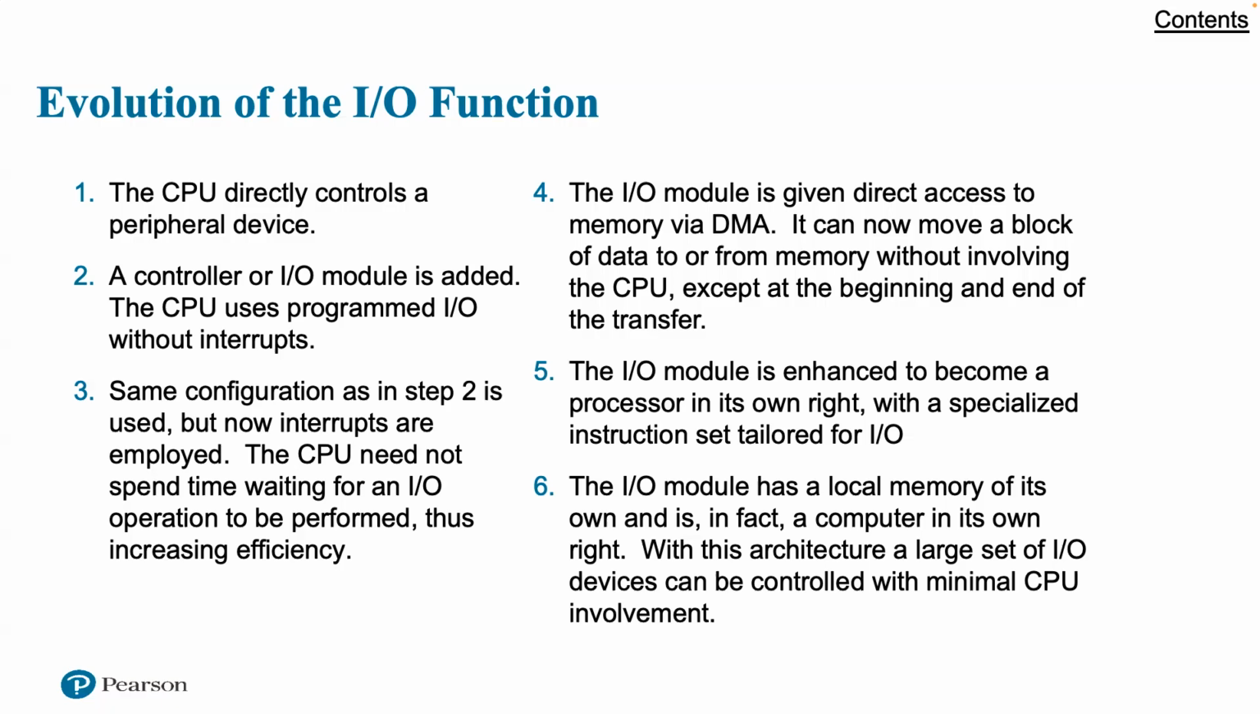With the last two steps, that is 5 and 6 that we talked about in this list, a major change occurs with the introduction of the concept of an I/O module capable of executing a program. For step 5, the I/O module is often referred to as an I/O channel. For step 6, the term I/O processor is often used. However, both terms are on occasion applied to both situations. In what follows, we will use the term I/O channel.